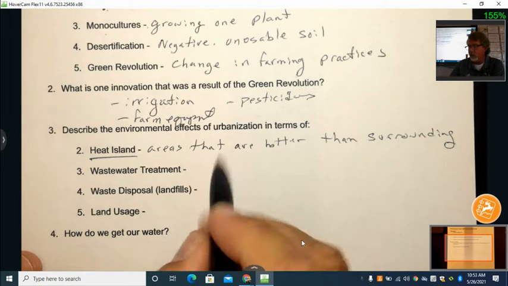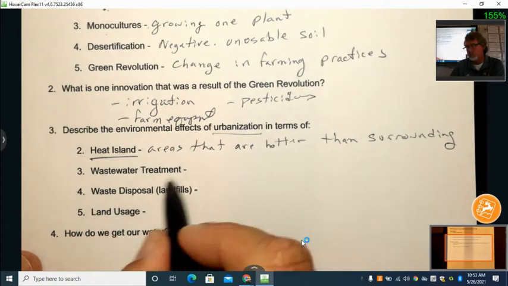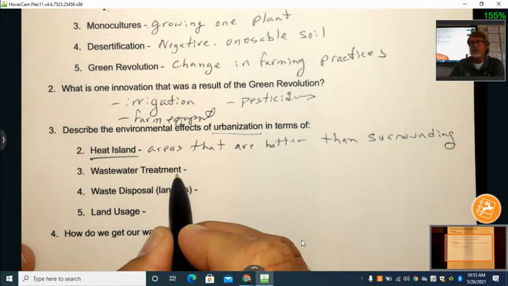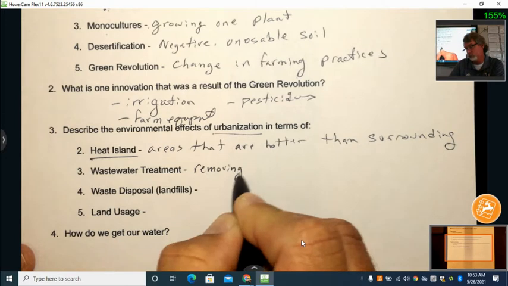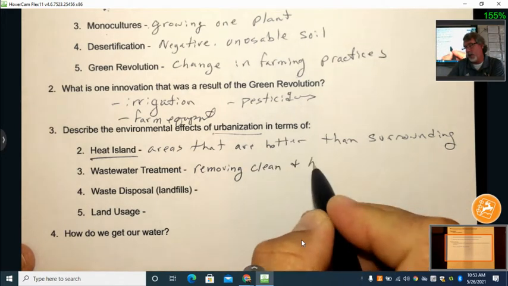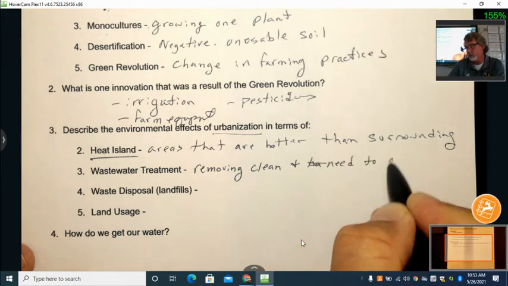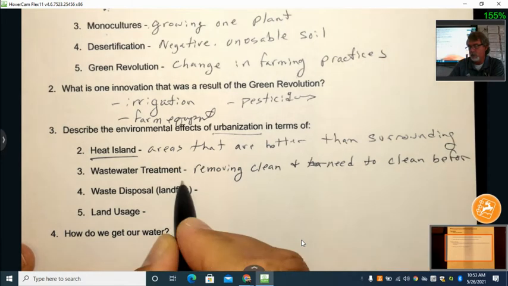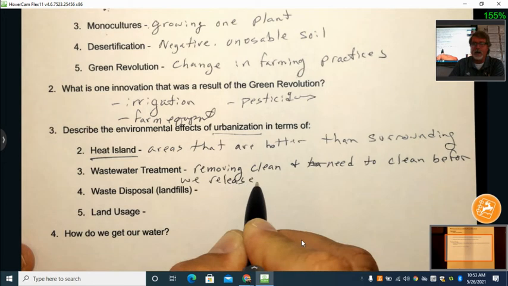Well, if you have an urban area, you have to treat all the wastewater. We won't put out a whole big answer here, but what are the environmental impacts of wastewater treatment? We're removing clean water, and we need to clean it before we release it. It's hard to write that in a short sentence.